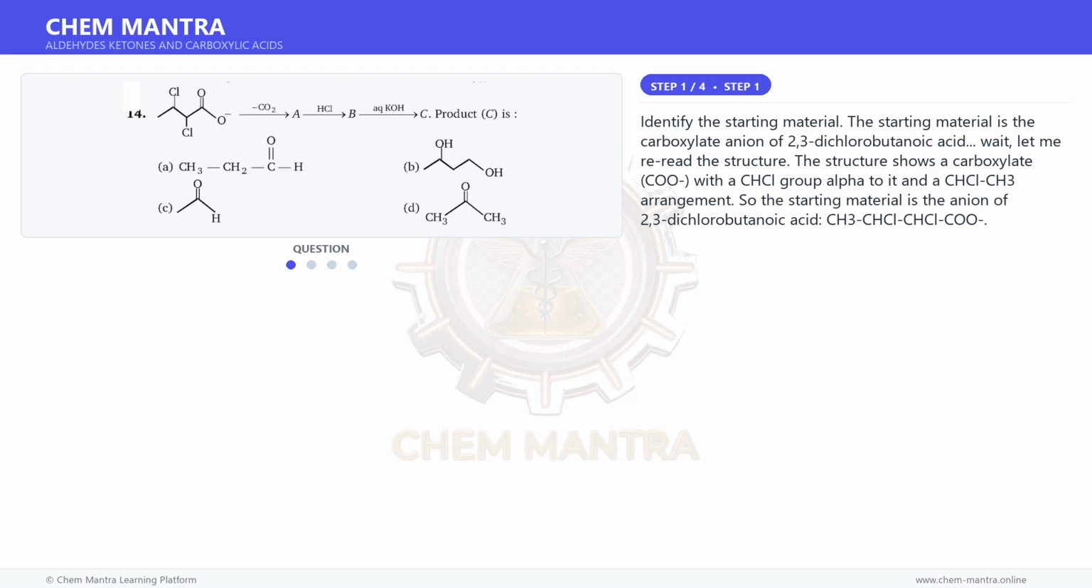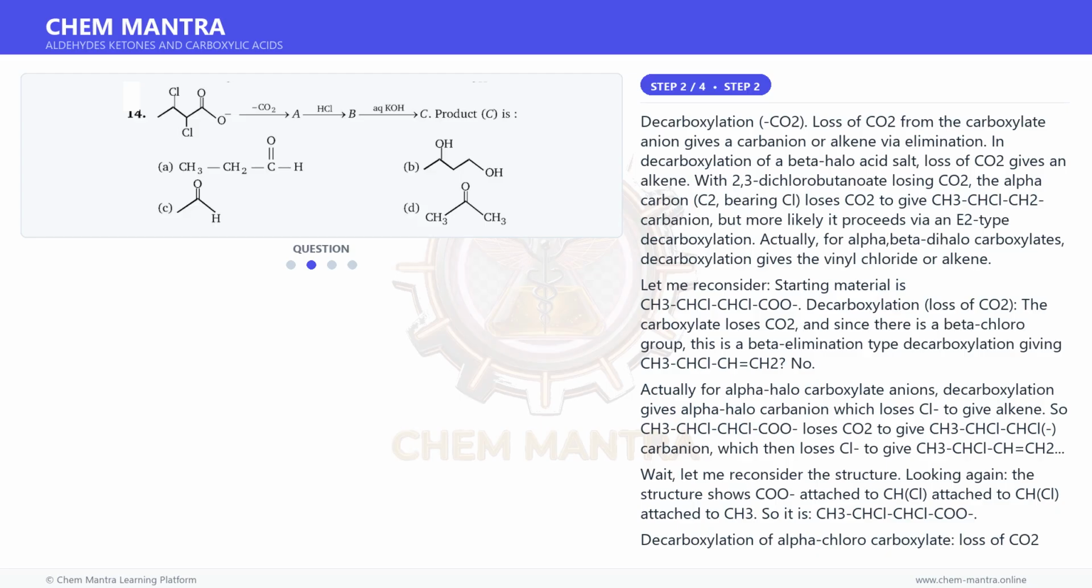Wait, let me reread the structure. The structure shows a carboxylate, CH, with a CHCl group alpha to it and a CHCl-CH3 arrangement. So the starting material is the anion of 2,3-dichlorobutanoic acid, CH3CHCl-CHCl-CH. Moving on to the next step.